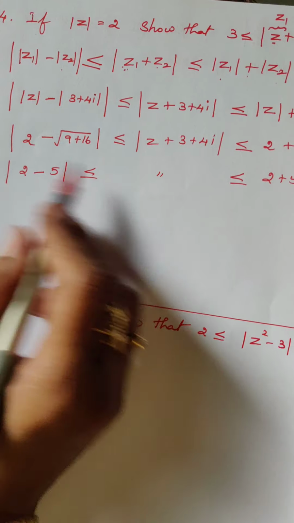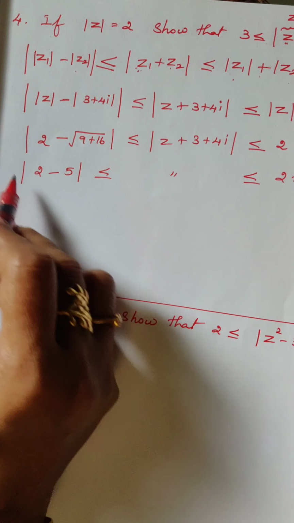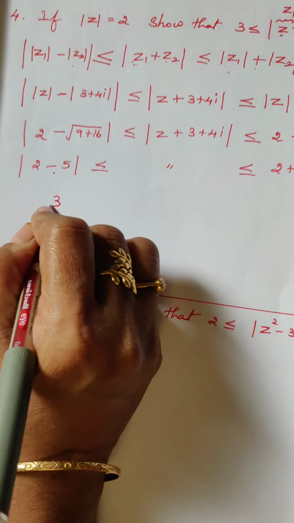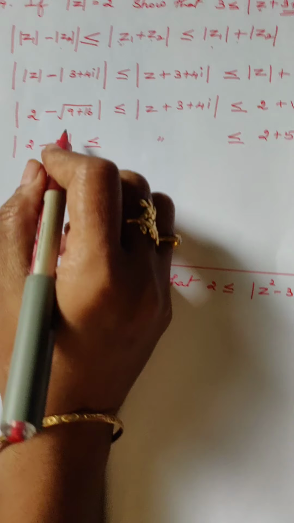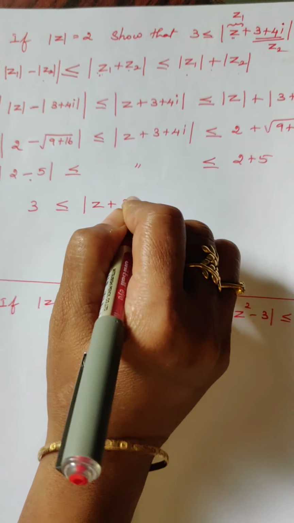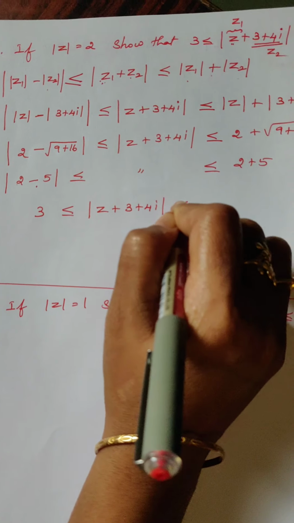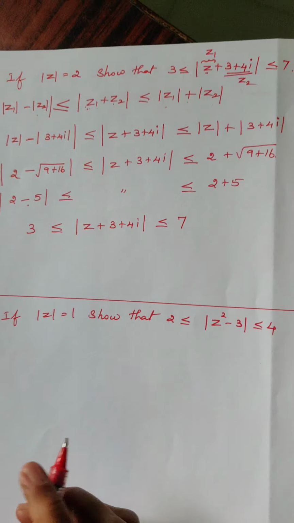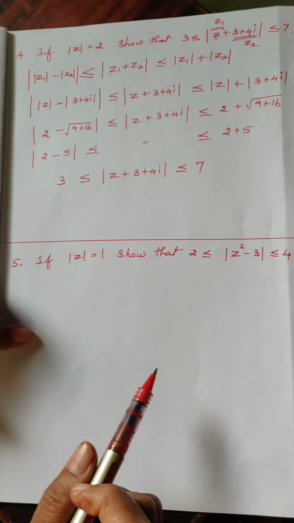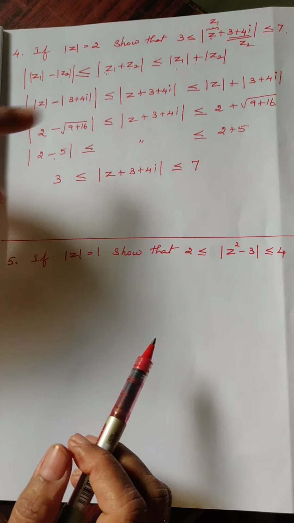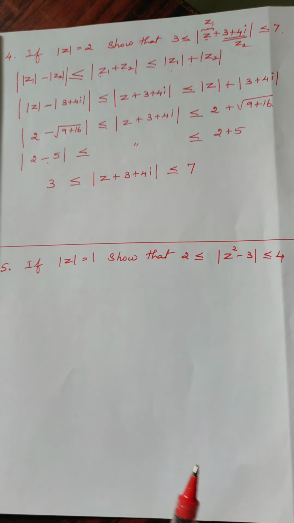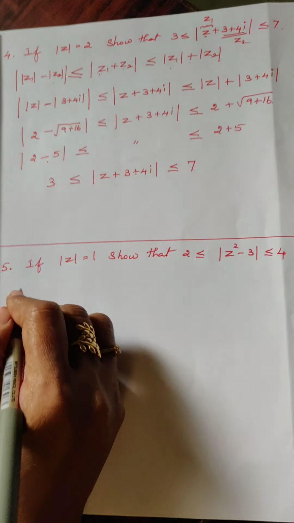2 minus 5 is minus 3. In order to remove the negative sign, I am using the modulus symbol. So modulus of 2 minus 5 is 3. So 3 is lesser than or equal to modulus of z plus 3 plus 4i, lesser than or equal to 7. See the result? 3 lesser than or equal to this, lesser than or equal to 7. See here, there is a little bit of difference between these two sums, that's all. Here we are taking it as z plus 3 plus 4i, here we are going to take z square minus 3. So don't get confused, the same model we are going to apply here.